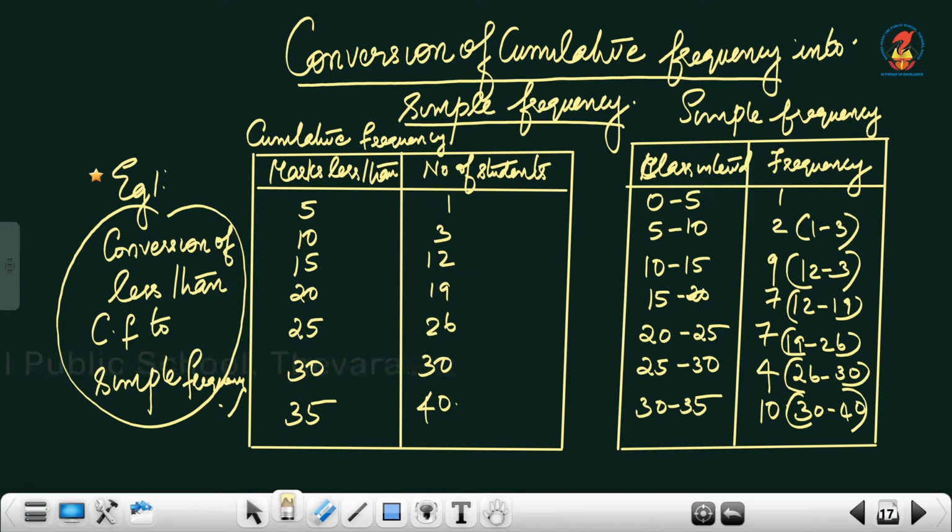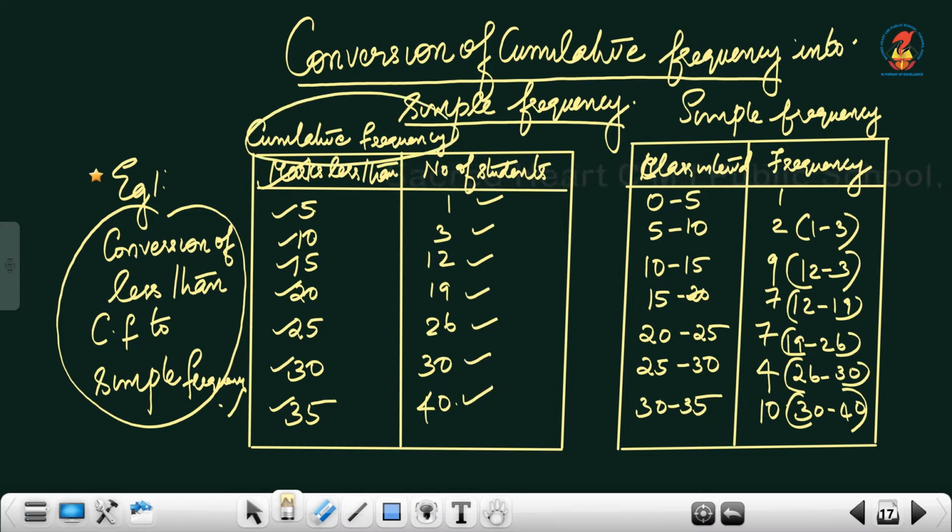This is the example. Marks less than 5, 10, 15, 20, 25, 30, 35. Number of students is given as 1, 3, 12, 19, 26, 30 and 40. Now this is a cumulative frequency. We are going to convert this cumulative frequency to a simple frequency.